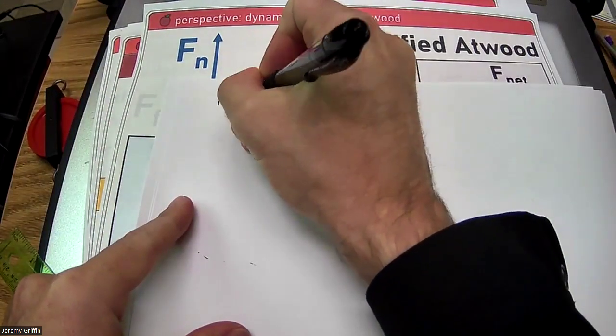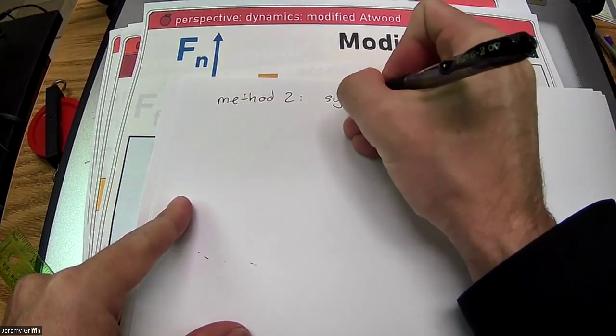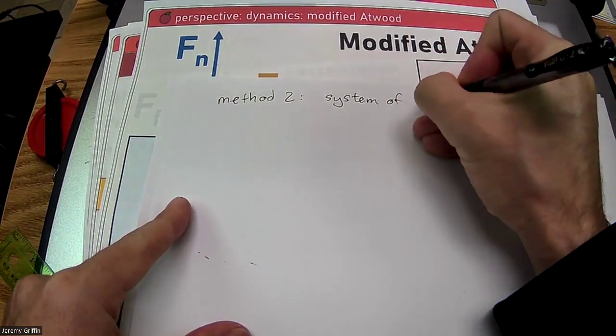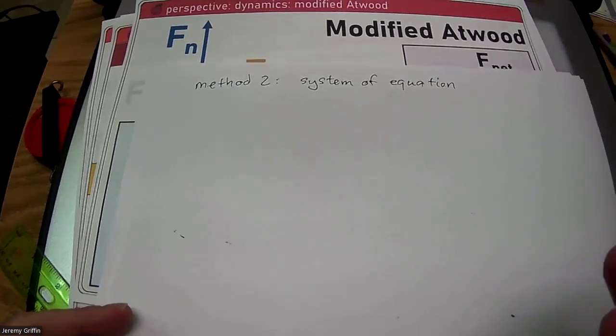You could go with method 2. Method 2, I'll call it a system of equations. A lot of textbooks, a lot of instructors will actually teach it this way.